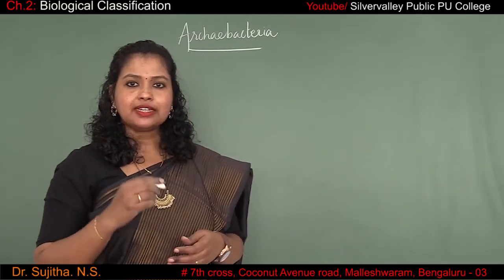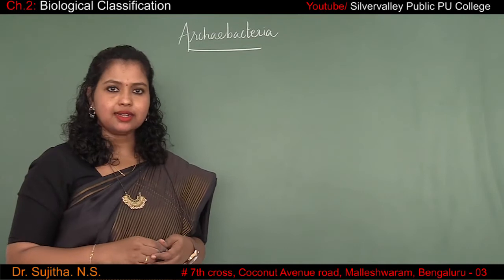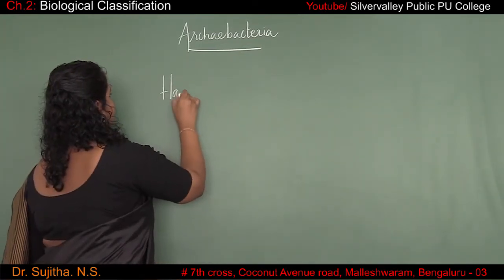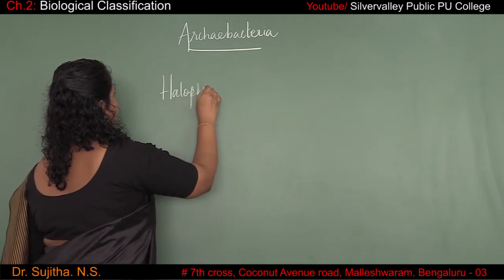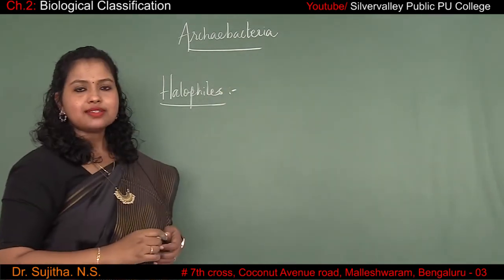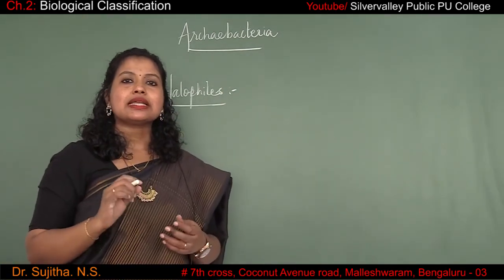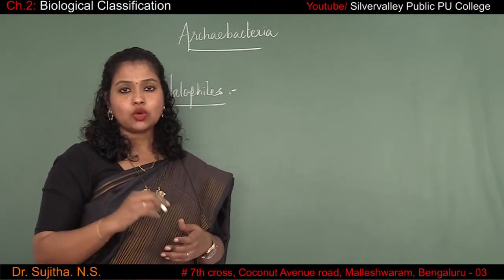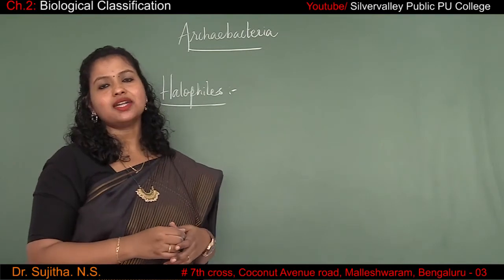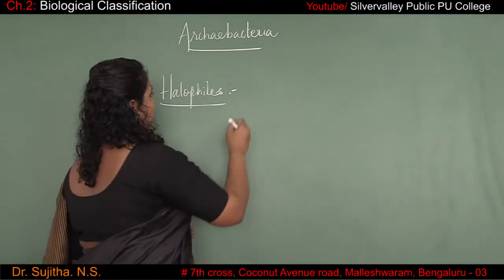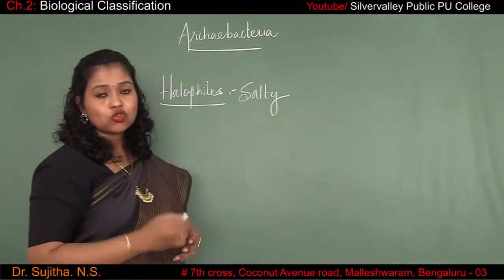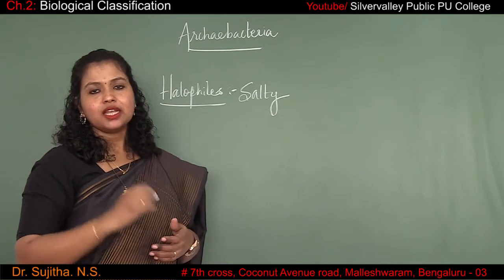So there are different types of environment where the bacteria live. The first one is the halophiles. Halophiles means a region which is completely salty. So the bacteria which live in this salty environment are called halophiles. So halophiles means the environment here is very salty, the saltiest environment.